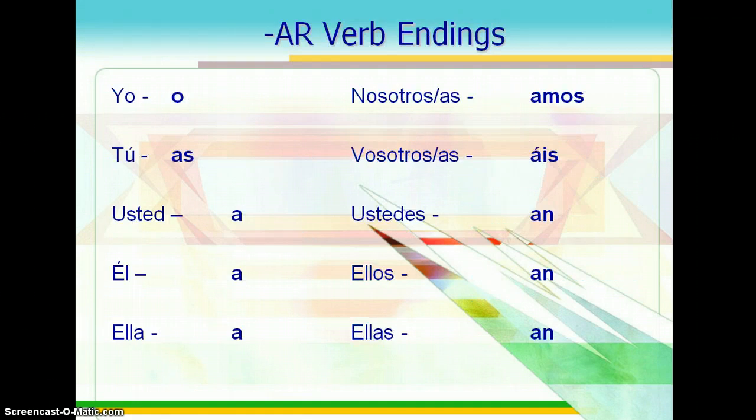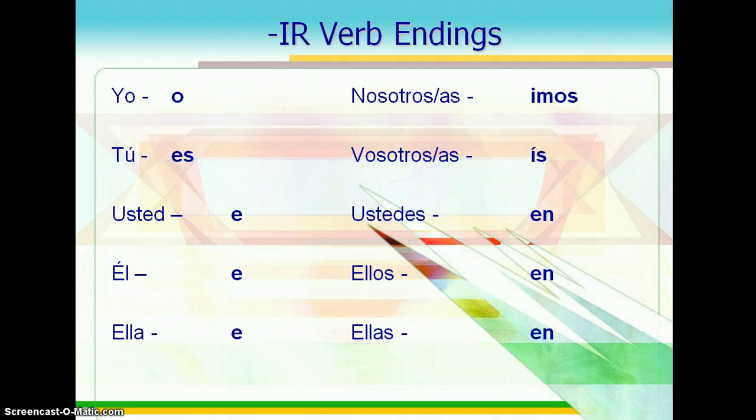All right, here we are. Here are your AR verb endings. I have listed them along with their subject pronouns: o, as, a, amos, áis, an. Your ER verb endings: o, es, e, emos, éis, en. Your IR verb endings: o, es, e, imos, ís, en. Make sure you note that in all of the vosotras, vosotros forms, there is an accent. That is the only time in the present tense.